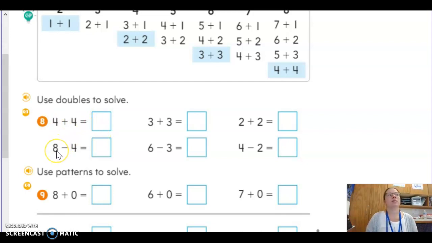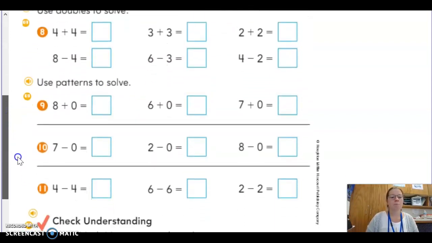So now if we have 8 take away 4, the answer would also be 4. Okay, it's like you can kind of read it backwards. It would be like 4 plus 4 equals 8, but 8 minus 4 equals 4. Okay, I'm going to let you try those next two on your own. Let's move on to number 9.